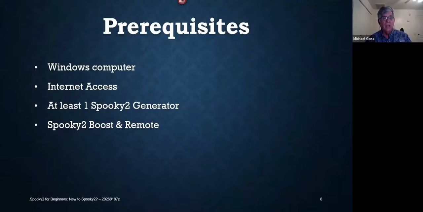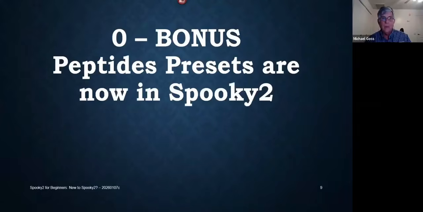So essentially, you need a Windows computer, and you can buy a refurbished Windows computer on Amazon for $150. Or better yet, you can look in your closet, your friend's closet, and find an old computer that you're not using, and it will run Spooky2, as long as it's Windows. You'll need some internet access to download things. You need at least one Spooky2 generator. You'll need a Spooky2 boost and remote. We'll talk about those later on.